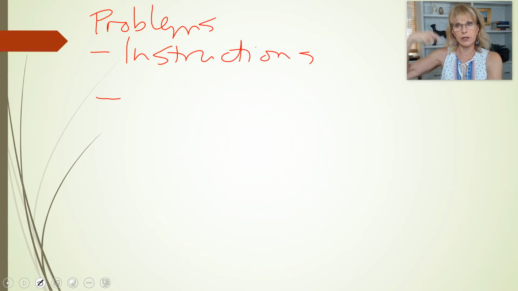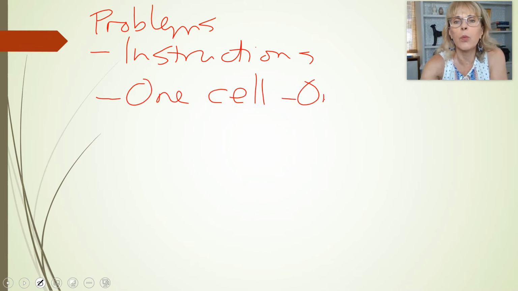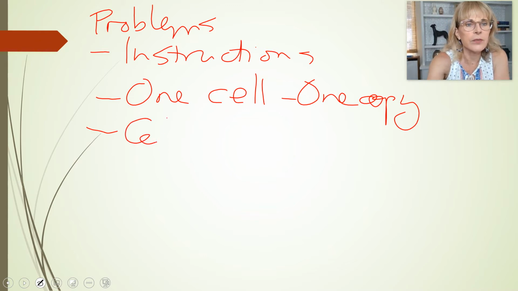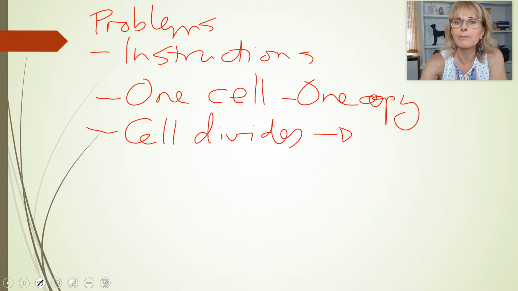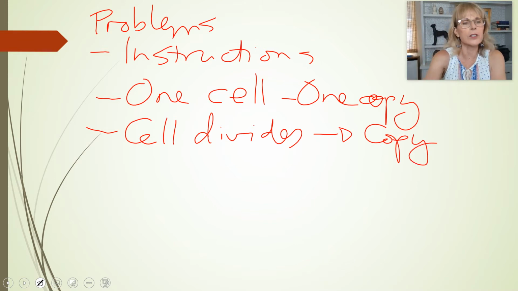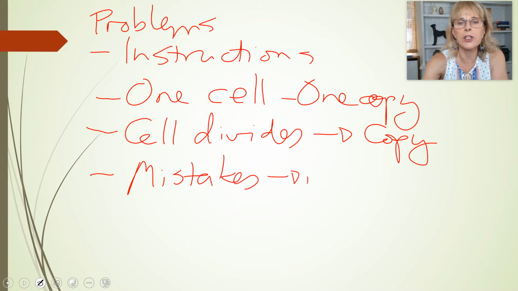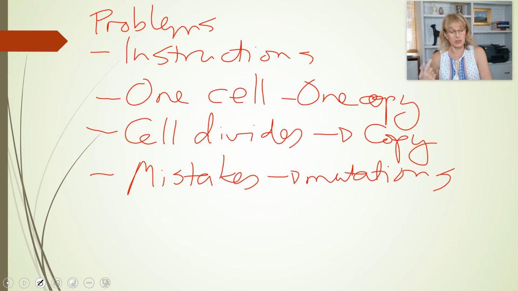Now, those instructions were given to this organism as one cell. One cell had one copy of the instructions to make a Tidal. So every time the cell divides, mitosis, right? Every time the cell divides, it needs to make a copy. A copy gets made. Ooh, that's a problem. Mistakes in making those copies are called mutations, and mutations might make it so that I can fly, but there's more of a chance that they'll make it so that I'm going to die or get cancer, right? So we can't make any mistakes.